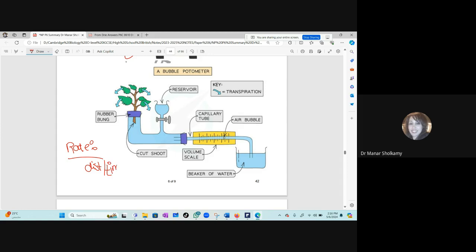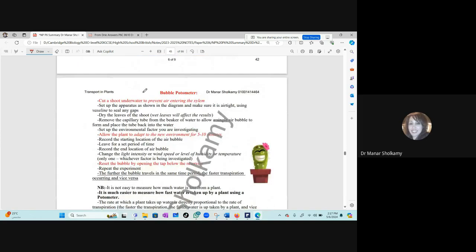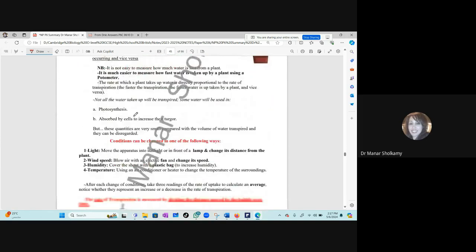Very good. Excellent. Okay. Now, why, when I change the independent variable, do I wait for 5 minutes before I start? For the experiment to adapt to the independent variable. Very good. For the plant to adapt. Good. Lovely. Okay, what else?